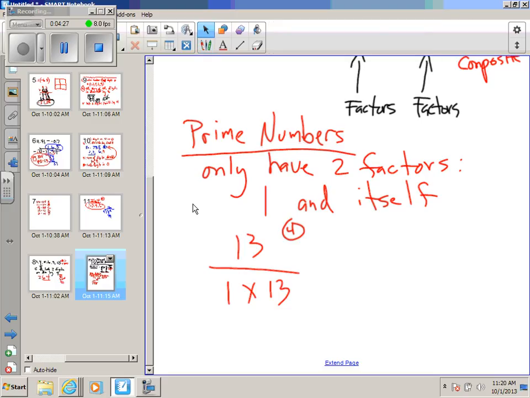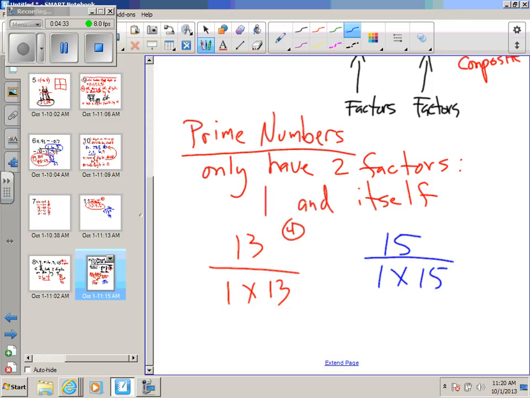Okay? Now let's explore 15. You always start with 1 and itself. Is 15 divisible by 2? No. It's not even. Is it divisible by 3? And we saw that earlier. Is there anything else besides 5? If I do 5, it's 5 times 3. I still have the 3 and the 5.